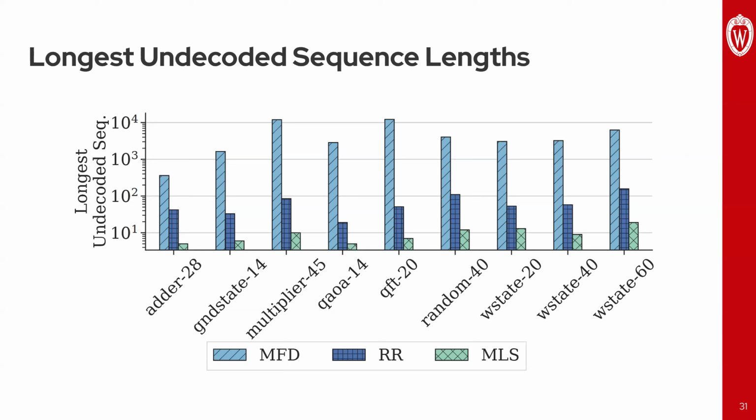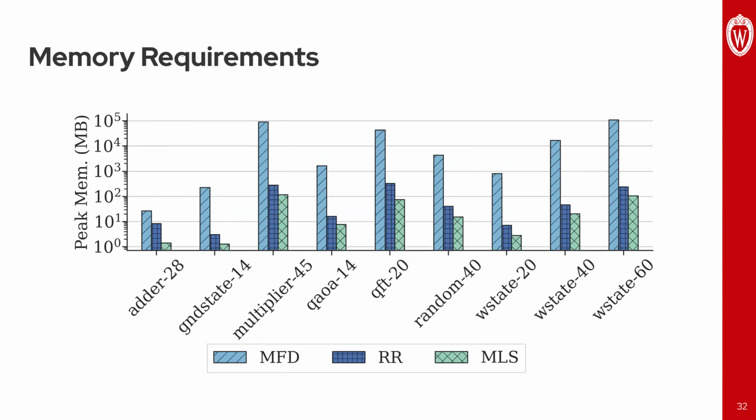Now, the MLS policy, on the other hand, because we're actively trying to minimize the longest undecoded sequence length, the longest period, or the longest number of time slices for which a qubit remains undecoded, is quite low for the MLS policy across all benchmarks. And this directly correlates to a reduction in the memory requirements.